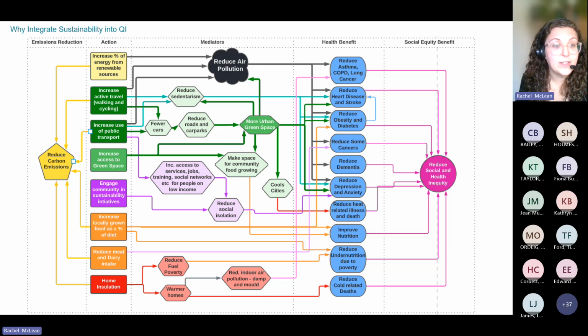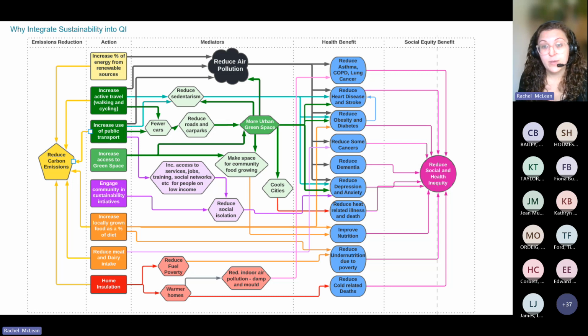So sorry, it's also really small on my screen. So if we can use more renewable energy sources, if we can increase active travel, such as walking and cycling, and increase use of public transport, we're contributing to reducing air pollution, which then in turn can go on to reduce rates of asthma, COPD, lung cancer, heart disease, stroke, obesity and diabetes, dementia, depression and anxiety. The list goes on of reducing air pollution can have really widespread impacts and co-benefits for our health, but also for reducing social and health inequalities.